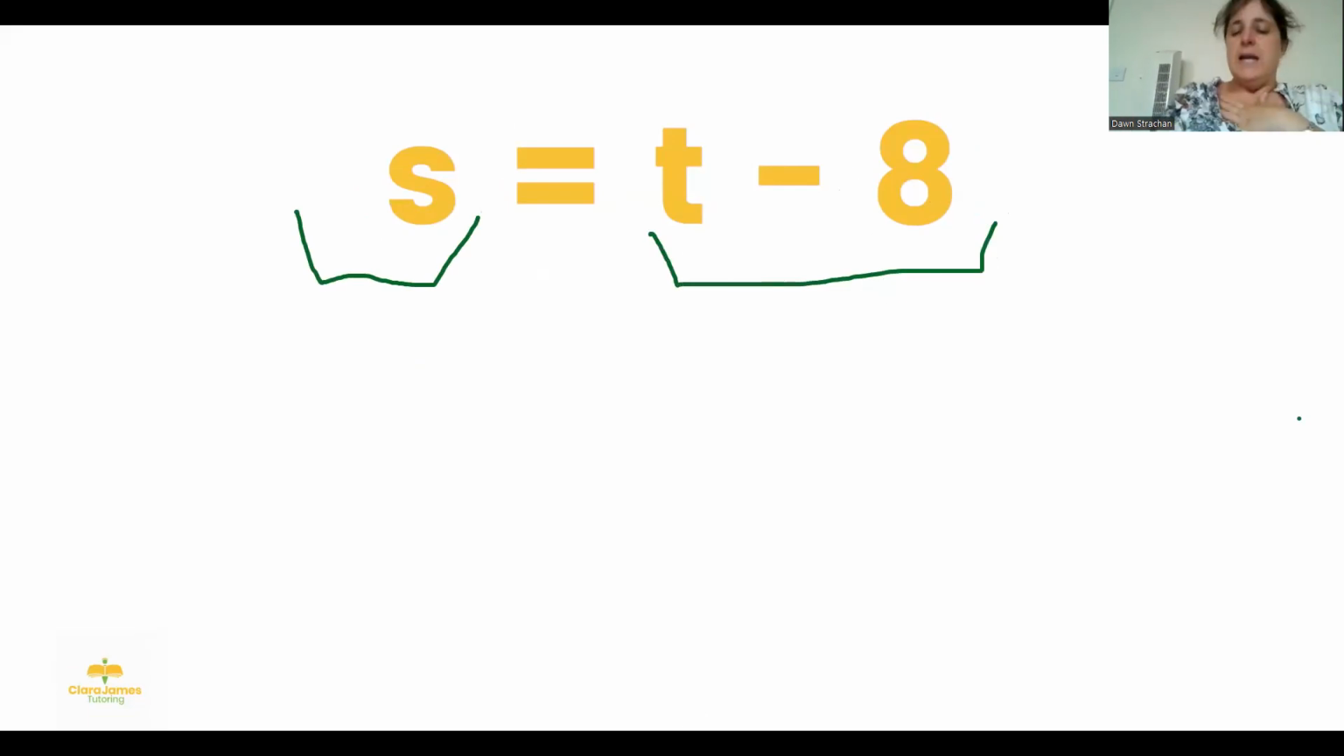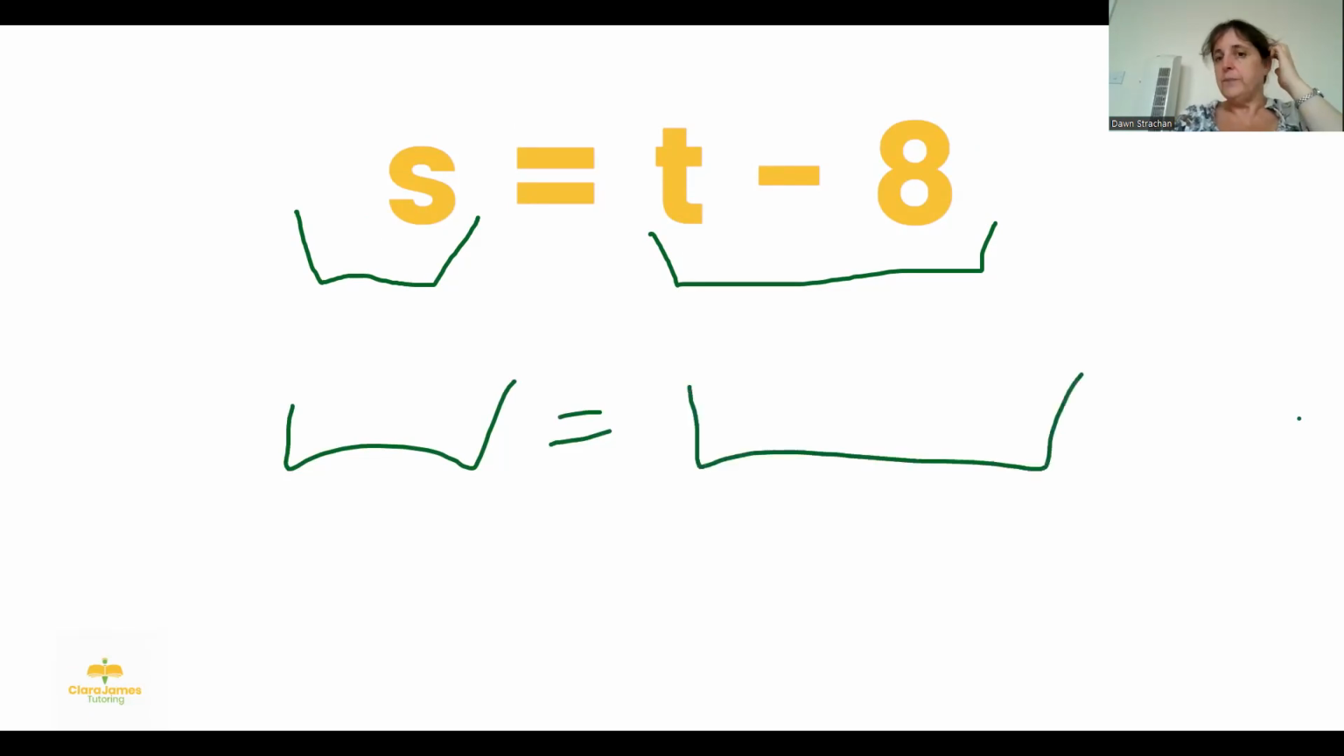So at the minute, we've got less than 8 in here. So what we're going to need to do is to bring that up to 0. So in order to bring it up to 0, we're going to have to add 8 to both sides to counteract this minus 8. Okay, so I'm going to put 8 in here, and that's brought it up to 0, because minus 8 plus 8 equals 0.